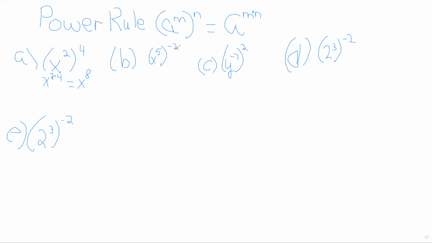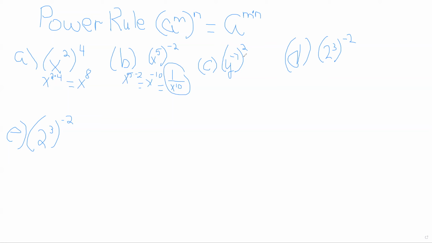B model, x to the 5th raised to the negative 2. Same process. I will have x to the 5 times negative 2. That result will give me x raised to the negative 10. But as we recall, our negative exponent rule says we must state it in the positive state, that means we need to flip x to the negative 10 to a positive state. So that will become 1 over x to the 10. Final answer.